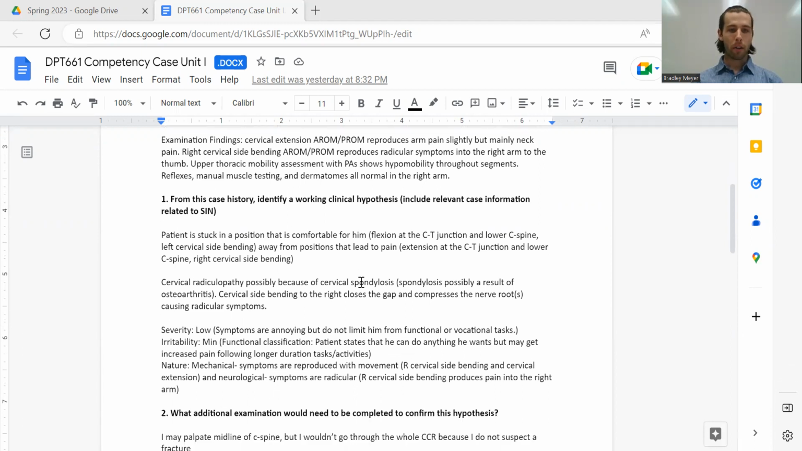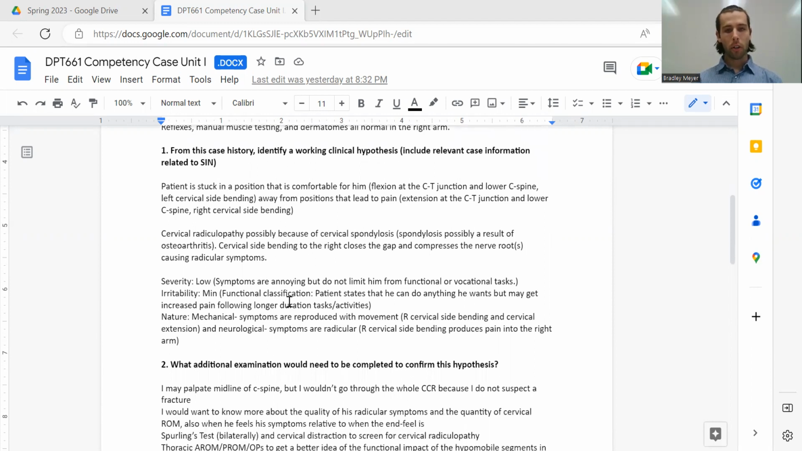and might be stuck in a position where he's been doing that so long now that he can't really go to the right side. He's limited in that right side bending. And then using the SIN model, I classified him as low severity because it says symptoms are annoying, but don't limit his function or vocational tasks. And then I said minimum irritability using the functional classification because the patient said that he can do anything he wants, but might get increased pain following longer duration activities.